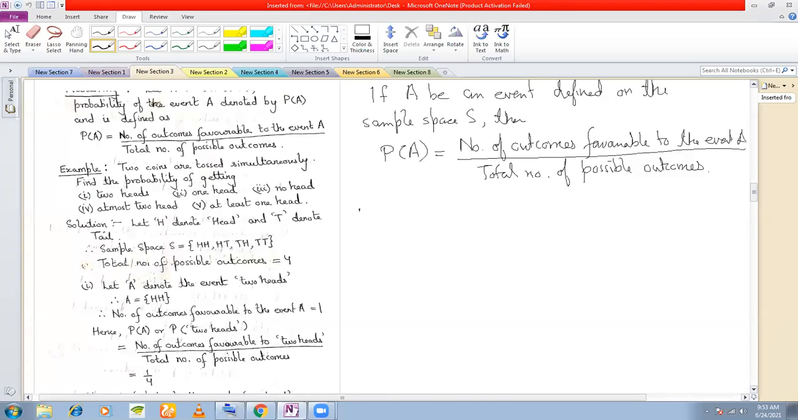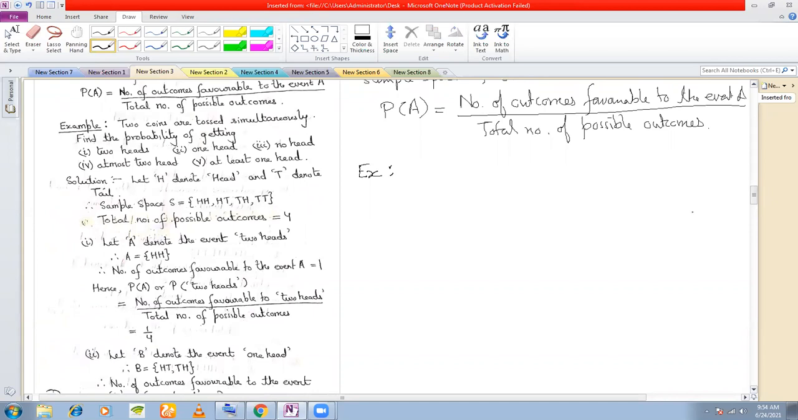The example here is: two coins are tossed simultaneously. Find the probability of getting two heads, one head, no head, at most one head, and at least one head. These are the 5 sets of questions.